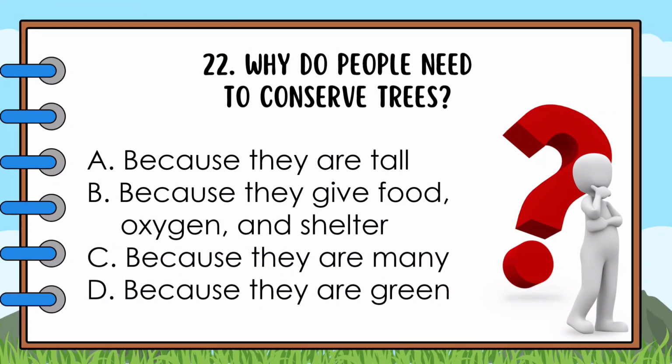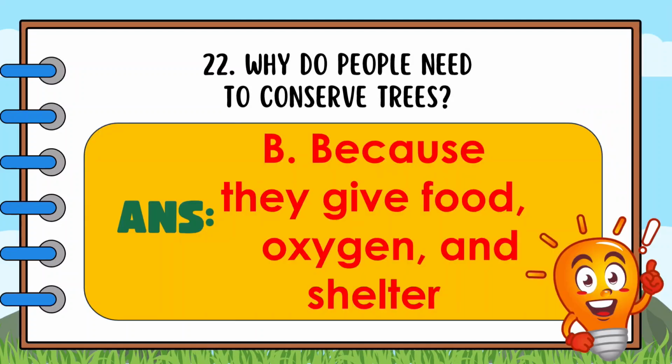Why do people need to conserve trees? A. Because they are tall. B. Because they give food, oxygen, and shelter. C. Because they are many. Or D. Because they are green. The answer is B. Because they give food, oxygen, and shelter.